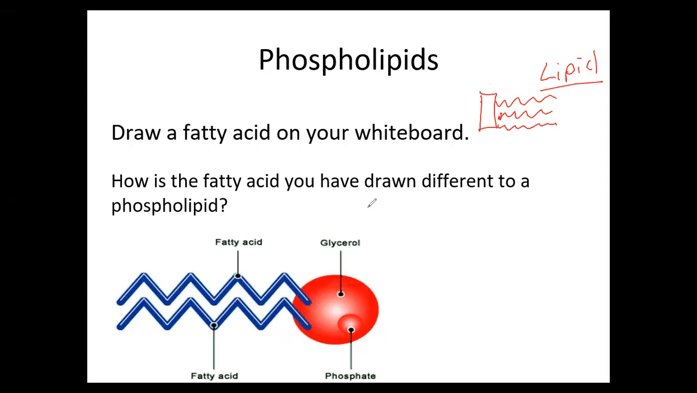A phospholipid is very similar, but we've removed one of those fatty acid chains and added a phosphate head onto the glycerol. So this is our phospholipid. You remember this from before. It's made up of two fatty acids attached to a glycerol, and on the glycerol we also have an inorganic phosphate attached to that.